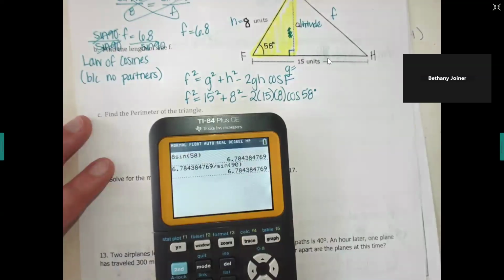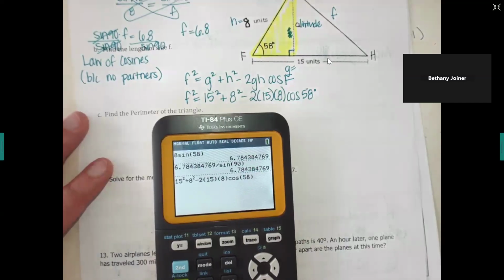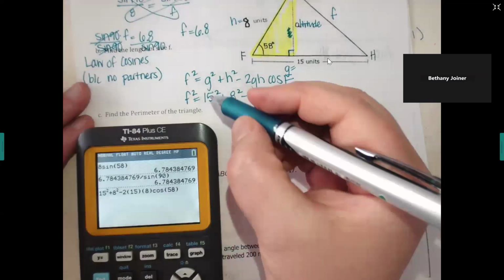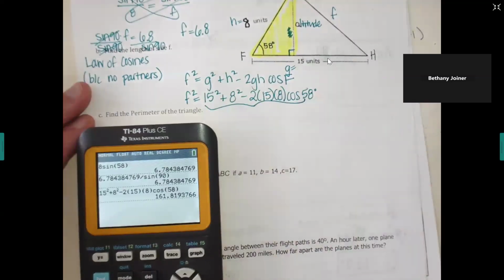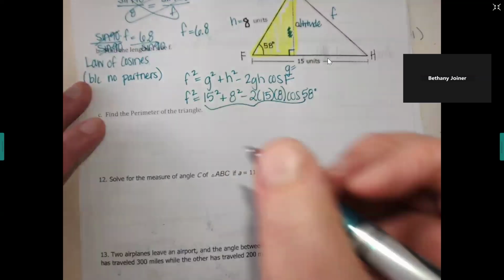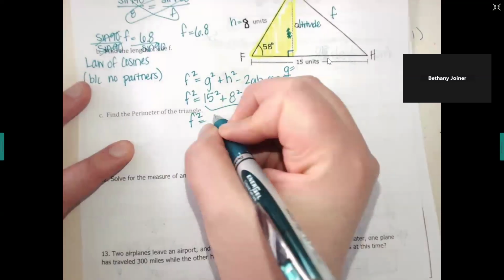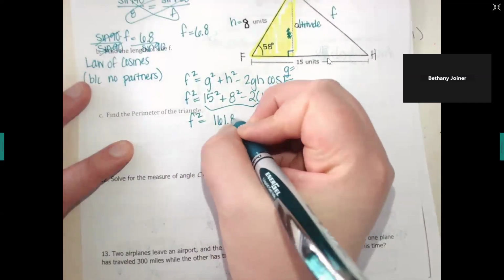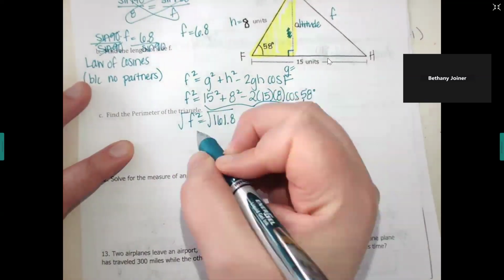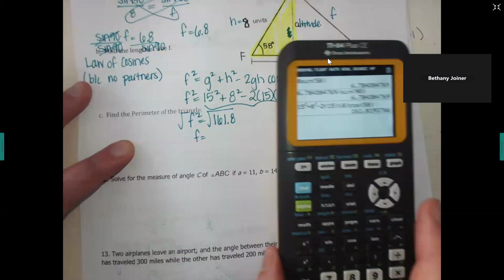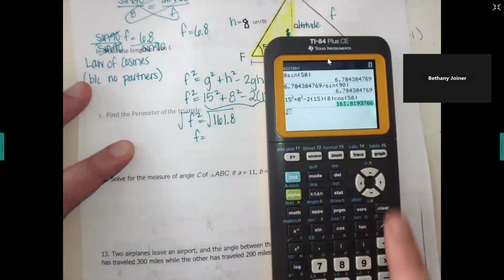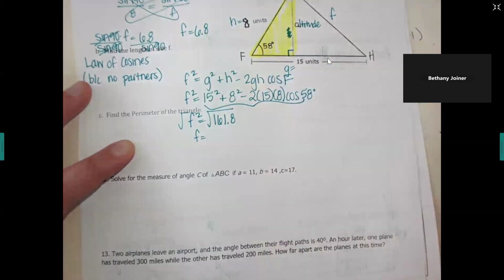So you're doing 15 squared plus 8 squared minus 2, 15, 8 cosine 58. Okay, but all of it can go in at once. I got 161.8. Is that my final answer? No, square root both sides, and that'll give you side F. So I got 12.7.